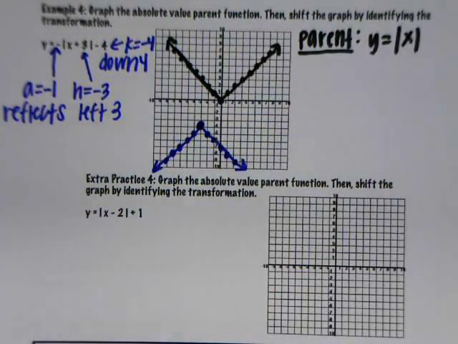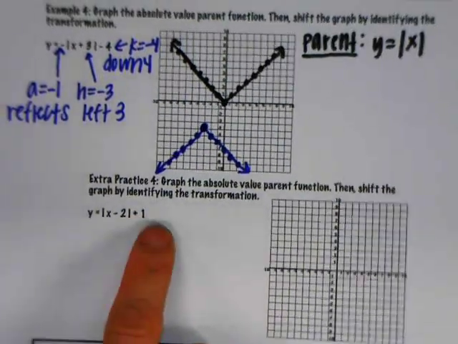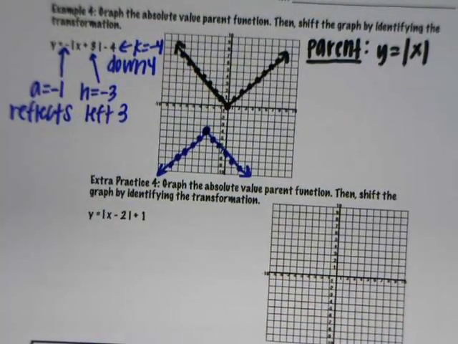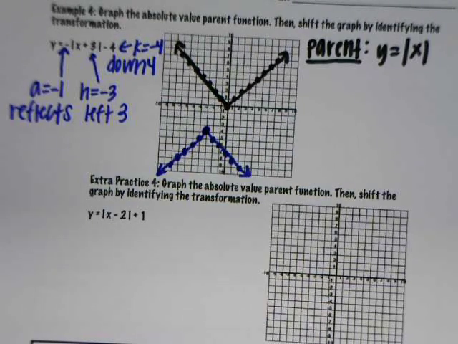Does the H come first? H is on the inside, and then K is at the end. Then why'd you do H on the inside? Because H is on the inside and then K is at the end. I'm confused about the H part. So why is it negative?